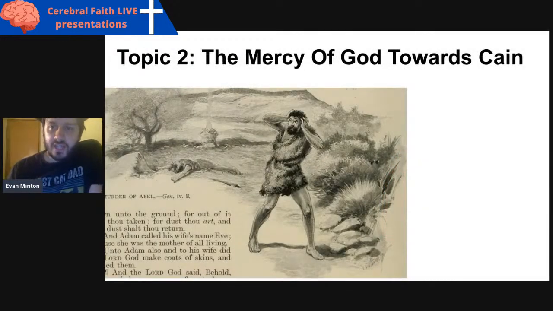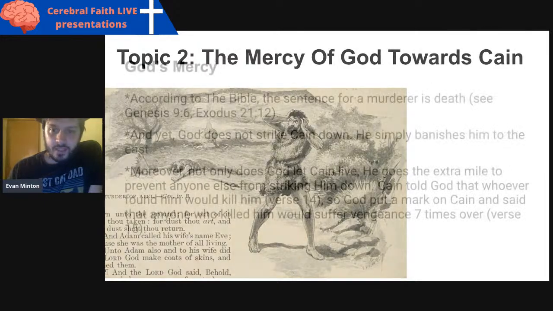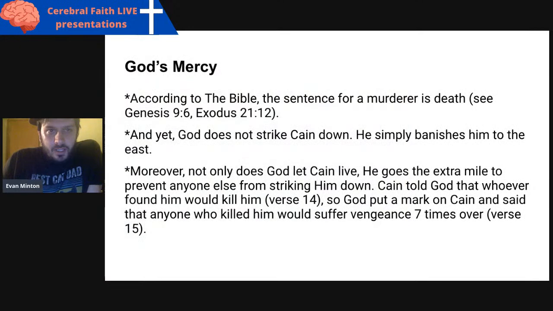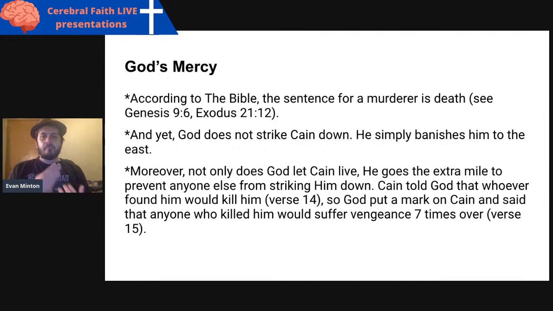Topic 2, the mercy of God towards Cain. According to the Bible, the sentence for a murderer is death. We see this in Genesis 9:6 and Exodus 21:12. And yet, God does not strike Cain down. He simply banishes him to the east. Moreover, not only does God let Cain live, he goes the extra mile to prevent anyone else from striking him down. Cain told God that whoever found him would kill him. So God put a mark on Cain and said that anyone who killed him would suffer vengeance 7 times over.